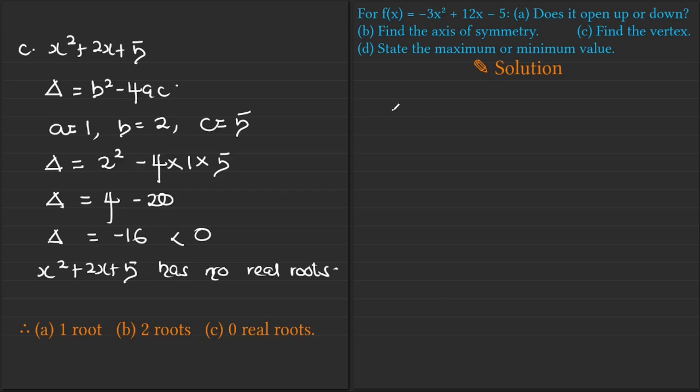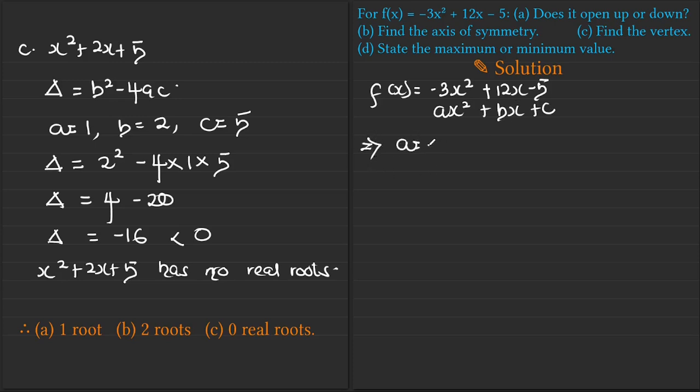So let's start with the first one. We know our function f of x to be equal to negative 3x squared plus 12x minus 5. Just by observation or comparing it to ax squared plus bx plus c, we can simply say the value of a is negative 3. That is comparing the coefficient of x squared. The value of b, which is the coefficient of x, is 12. And then the value of c is negative 5.